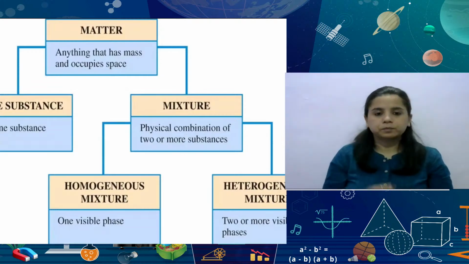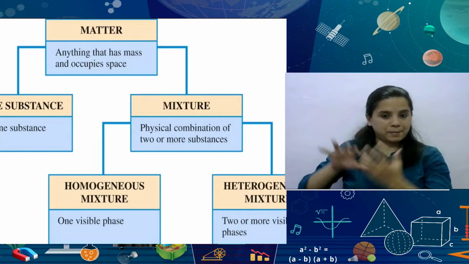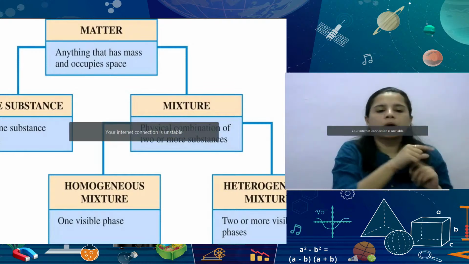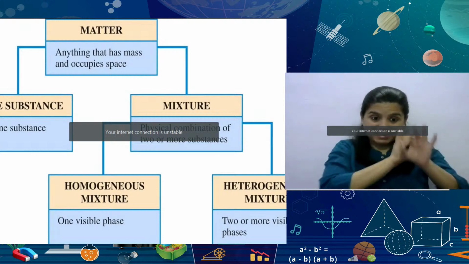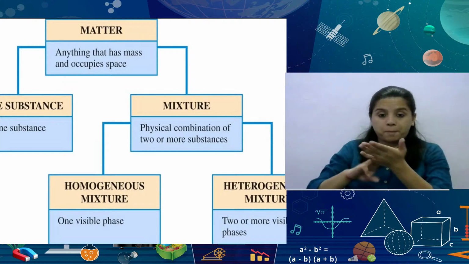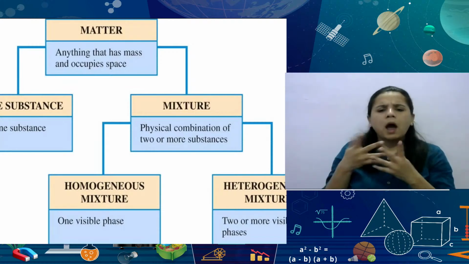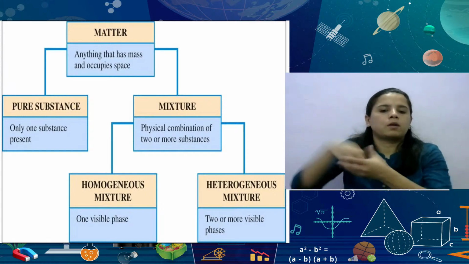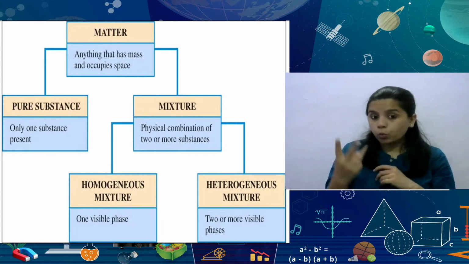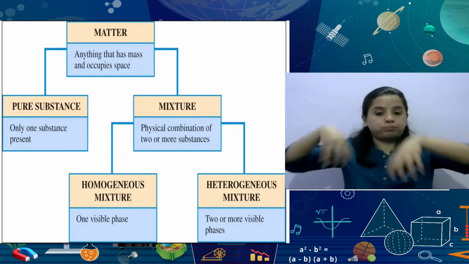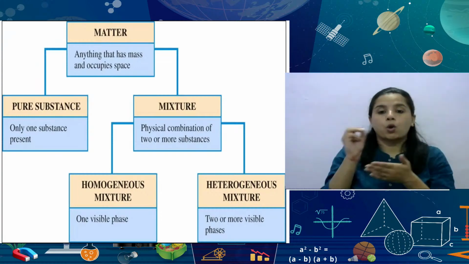Now, you see, when it comes to a pure substance, there is one kind of entity. There is only one kind of thing that is present. So when you have one kind of thing, you cannot separate one from the other. Whereas a mixture is basically a physical combination of two or more different kinds of substances. So the moment there are two or more different kinds of substances, that thing becomes more interesting, and it is further categorized or named as homogeneous mixture and heterogeneous mixture.